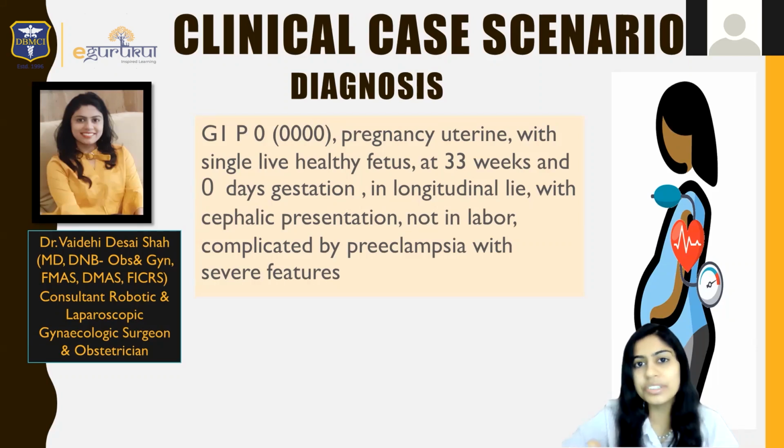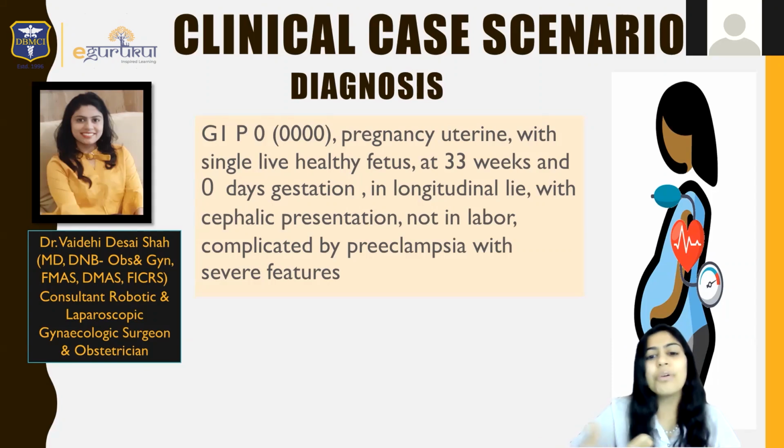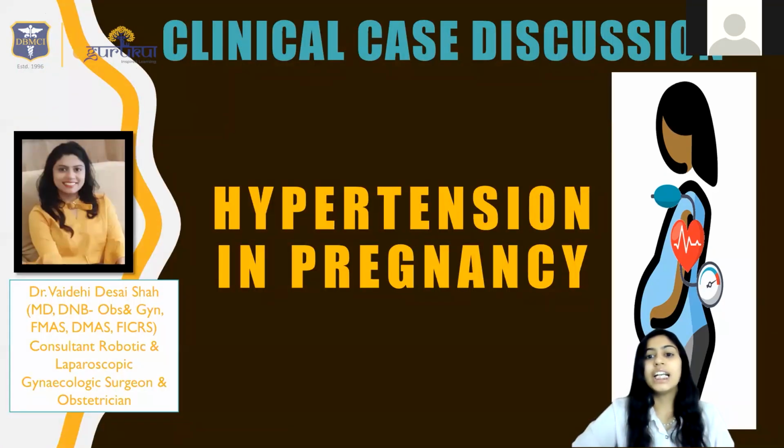Now, how did I diagnose this patient? This patient only had hypertension. There is no proteinuria. How come I have diagnosed this patient to be a case of preeclampsia with severe features? So let's talk about it. For that, we need to understand the classification of hypertension in pregnancy in depth.